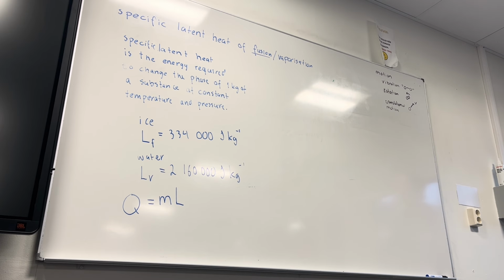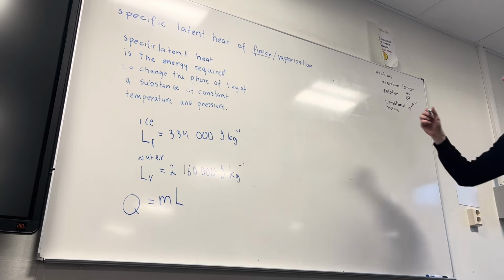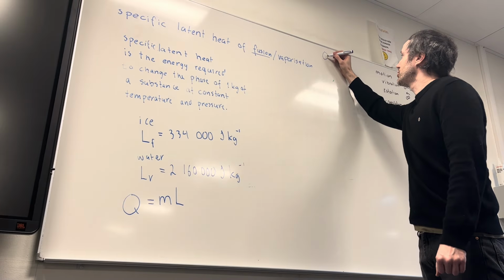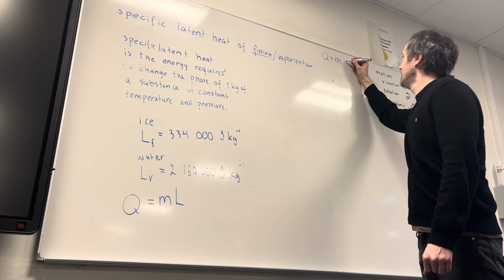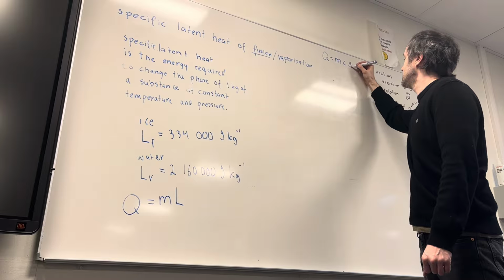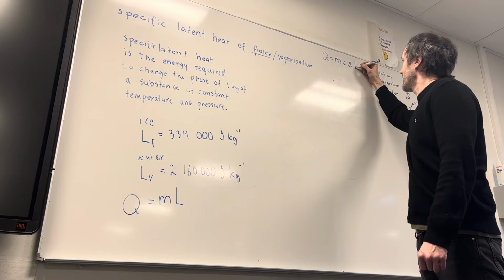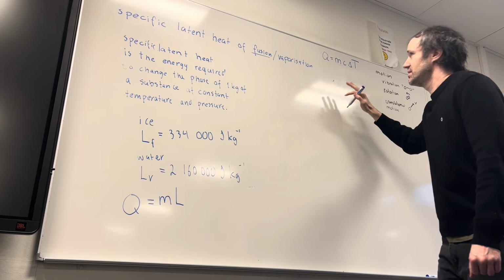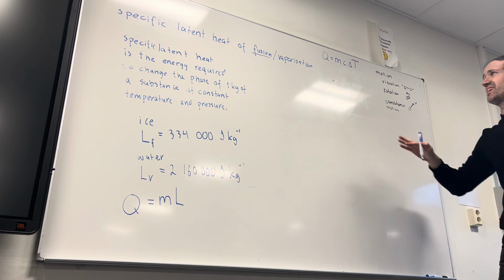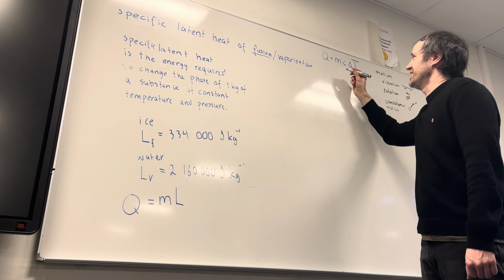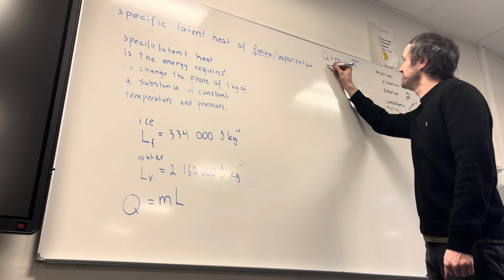Yeah, Emily. What's the difference between MCAT and ML? Yeah, what's the difference between those two nice formulas that we have here? Q is equal to MC delta T. There's no cat there, but okay. That's CAT, yeah.